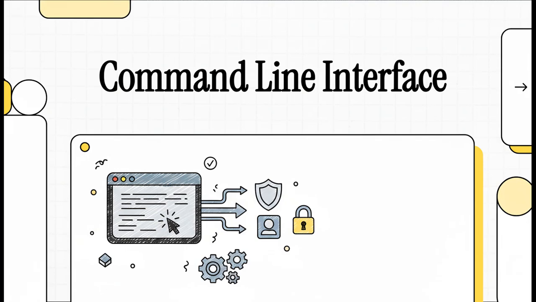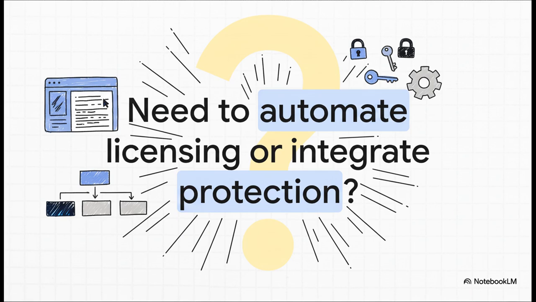All right, let's dive right in. In this explainer, we're going to break down the command line interface for applications you've protected with PC Guard. We'll explore how you can use it to get some really precise control, automate your licensing, and just generally streamline your whole deployment workflow. So, have you ever needed to automate the activation process for a really big deployment?